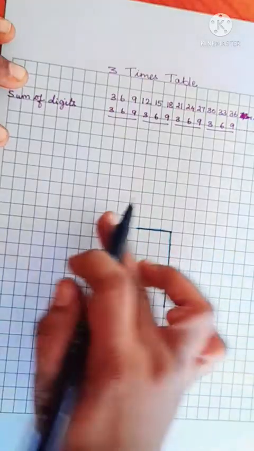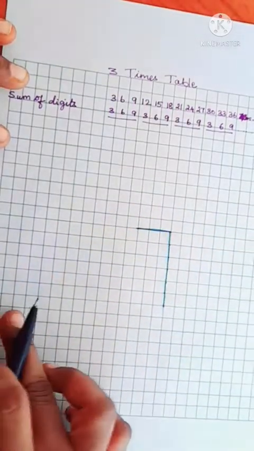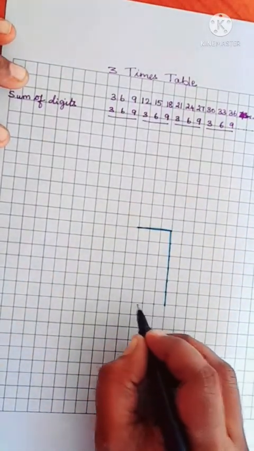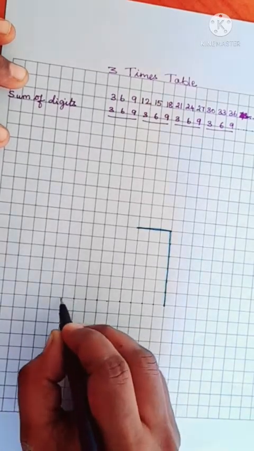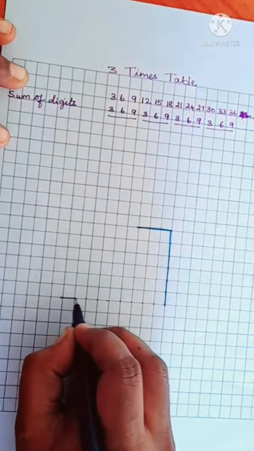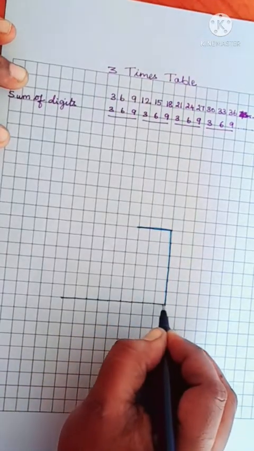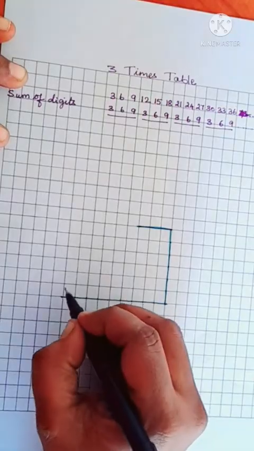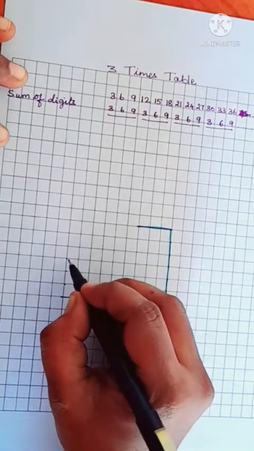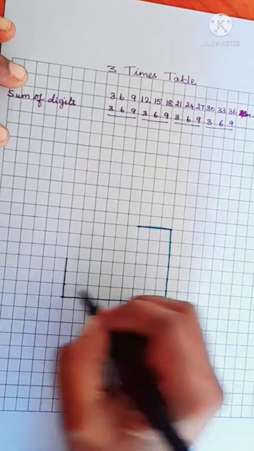The next number is 6. So we have to count 6 boxes towards down. Then turn towards the left hand side. The next number is 9. Count 9 boxes towards the left hand side. Then turn, draw towards upside.